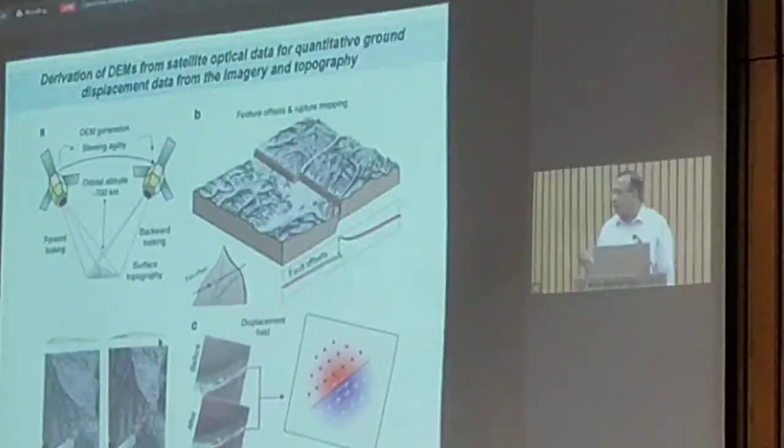I will give you a couple of examples of different technologies. If you are using optical satellite imagery, how can you measure these deformations? We have the capability of detecting what we call the digital elevation model, the topography, from space using a method called stereoscopy.